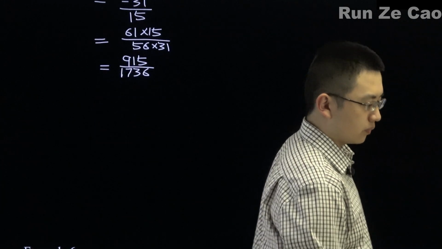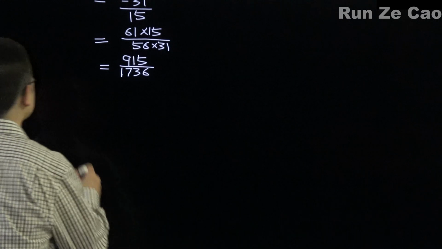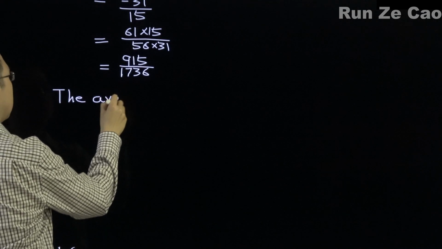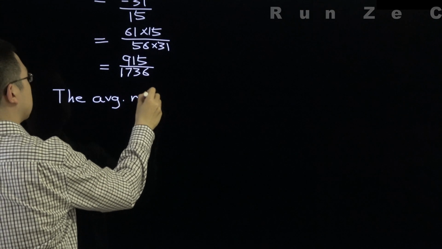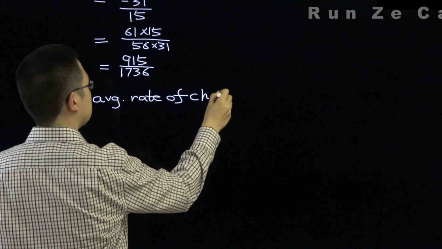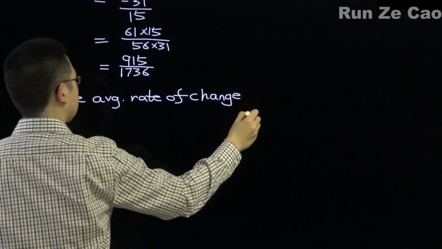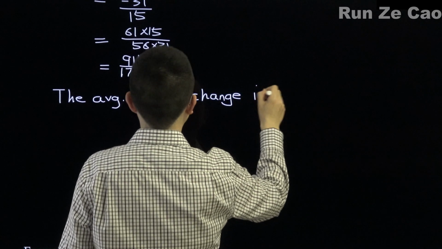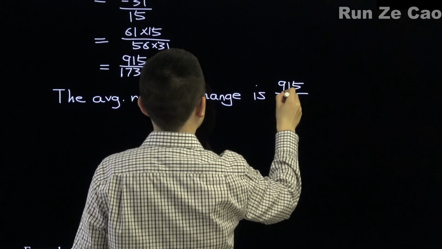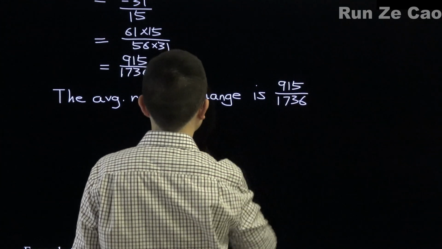So the average rate of change is 915 over 1736.